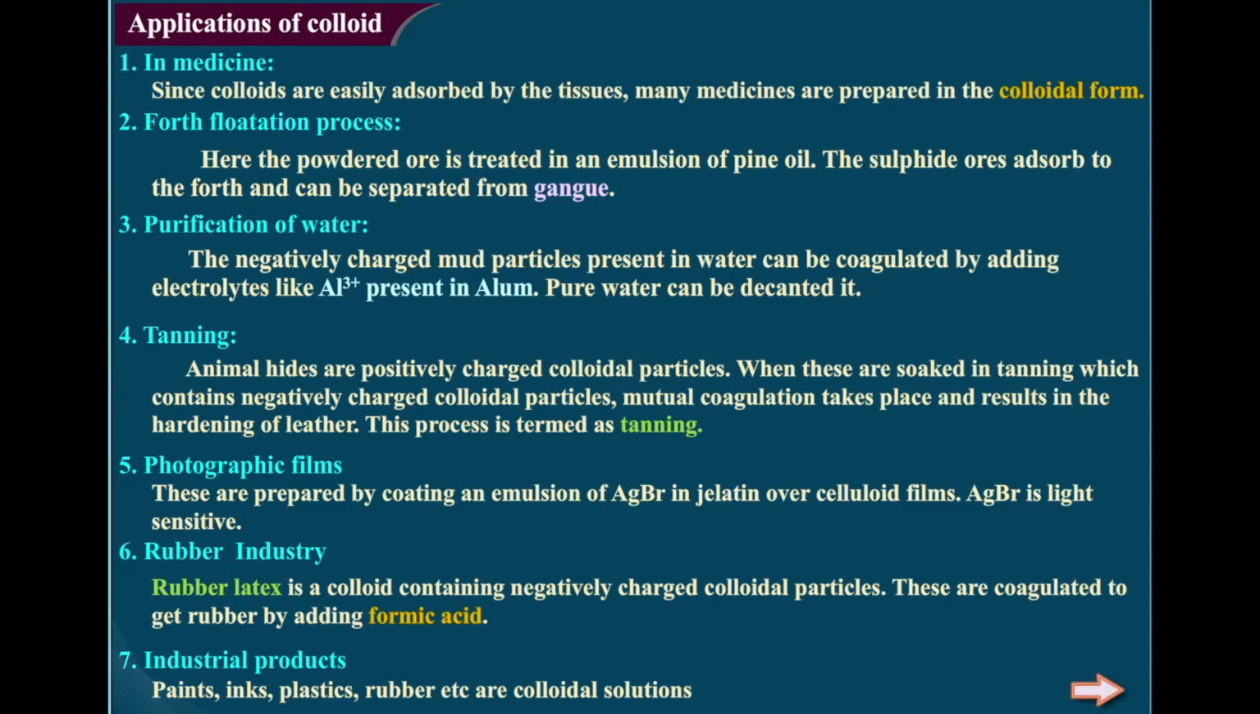Industrial products. Paints, inks, plastics, rubber, etc. are colloidal solutions. Next one is Cottrell smoke precipitator, that is electrical precipitation of smoke. Let me first explain. Smoke, as we all know, is a colloidal solution of solid particles such as carbon, arsenic compounds, dust, etc. in air.